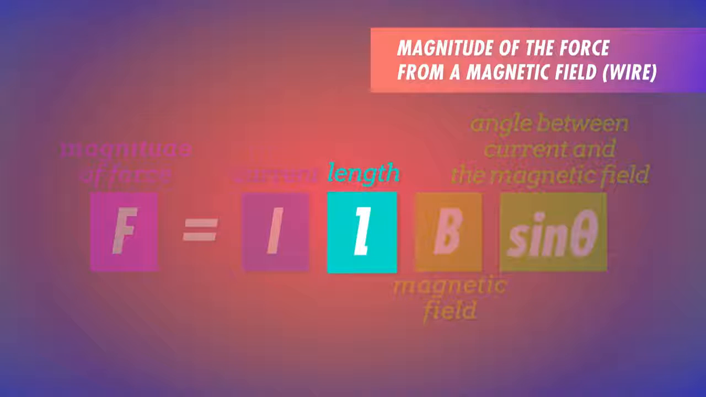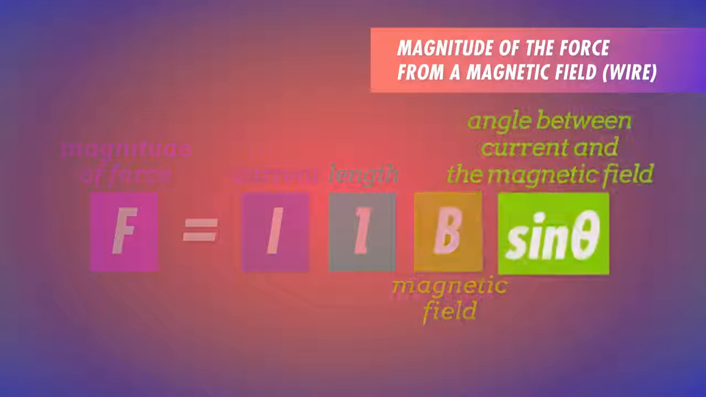That's L. And the longer the wire is, the stronger the force is. Third, there's the magnetic field B. And the stronger B is, the stronger the force. Finally, the closer to perpendicular the current is with respect to the magnetic field's direction, the stronger the force is. That's where sine theta comes in.